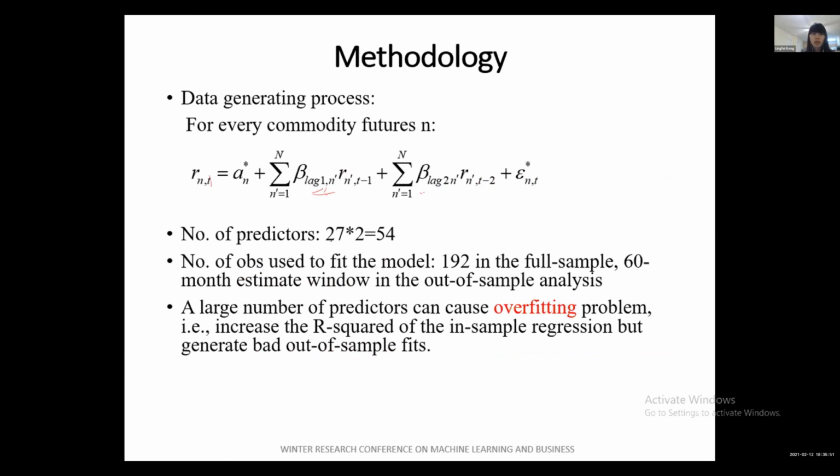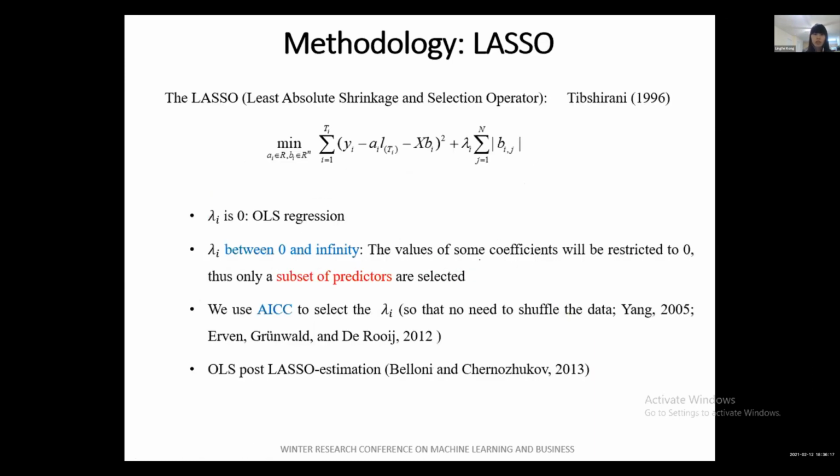In our full sample, since we only focus on the post-financialization period, there are 192 months, and the number of predictors is 54. In our out-of-sample result, we use a 60-month estimation window to forecast next month's return. Apparently, a large number of predictors can cause an overfitting problem. So that's why we use lasso in this paper to study the lead-lag relations.